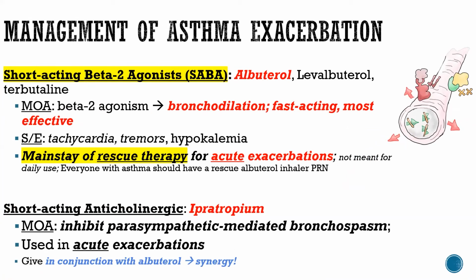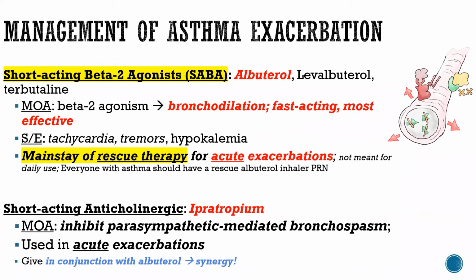But in order to better understand some of the medications that we may use, I want to first talk about the physiology of the bronchi. We find that the airways are covered in beta adrenergic receptors, as well as cholinergic receptors. Activation of beta-adrenergic receptors will cause bronchodilation. Meanwhile, activation of cholinergic receptors will cause bronchoconstriction.